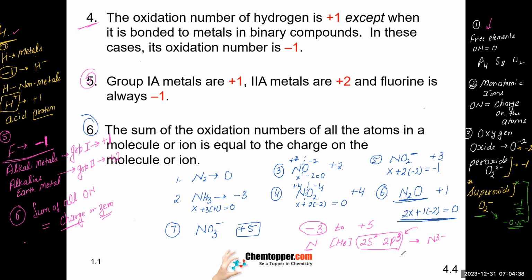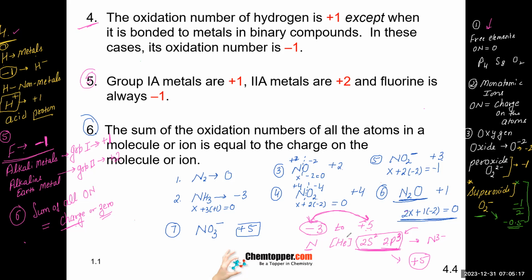What are you writing, Shirhan? 2p6, right? But what can be the maximum oxidation number? How many electrons maximum can it lose? 5 only. That's the reason the range is from minus 3 to plus 5. Shrihan, don't chat with anybody else, okay? Pay attention here. So minus 3 to plus 5 is the range of oxidation number.